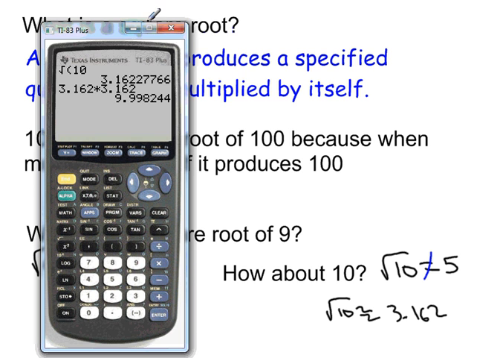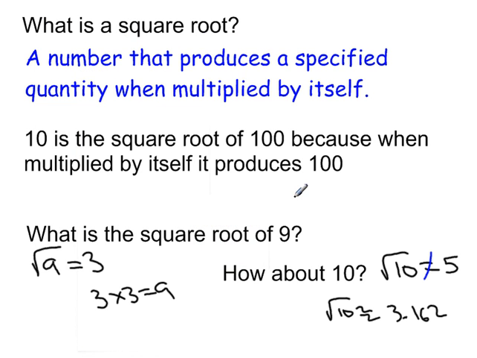Okay, so as you can tell from this little exercise here, we have perfect squares, like 9, for example, is a perfect square because the square root is not a decimal. And then you have certain numbers that when you take the square root, you don't get a natural number. Those are not perfect squares.